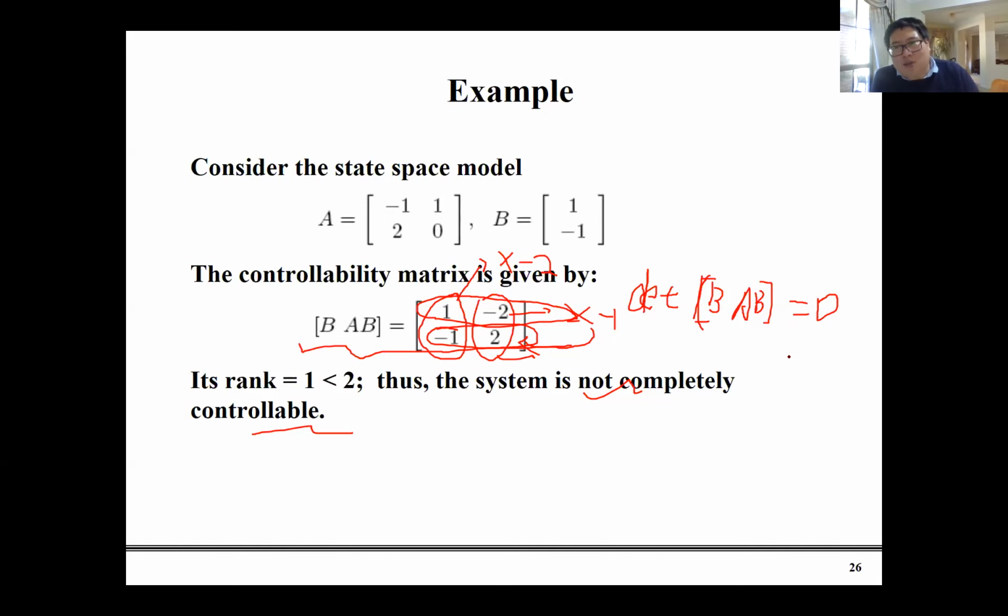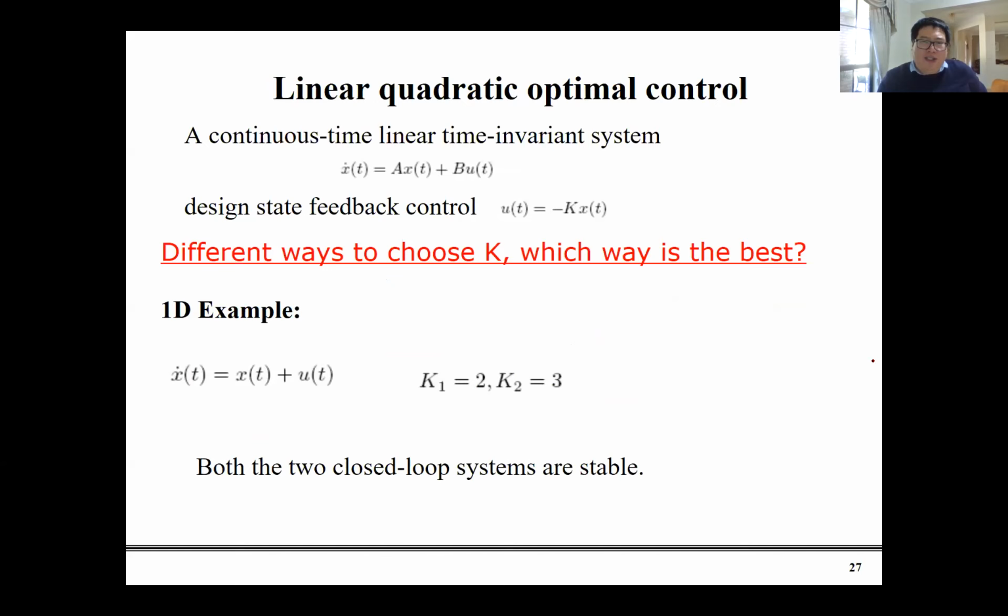Right? Then you use this way to check if the system is controllable or not. So if it's controllable, then you can use pole placement to make the system stable. Right, so that's the whole story. But I'm going to ask you another question.